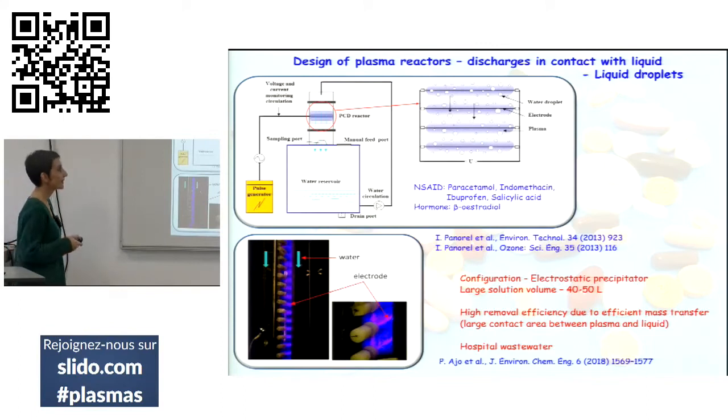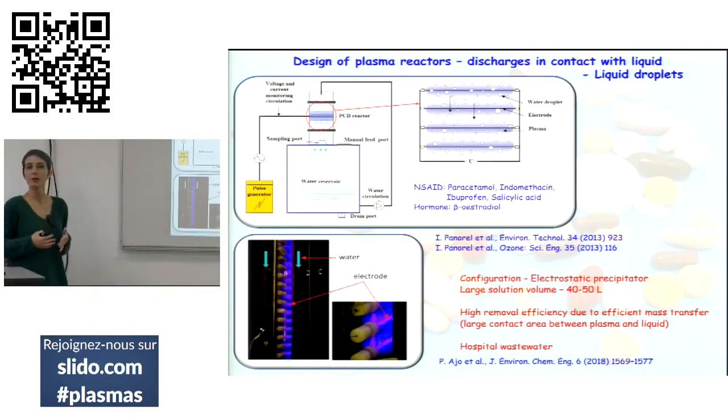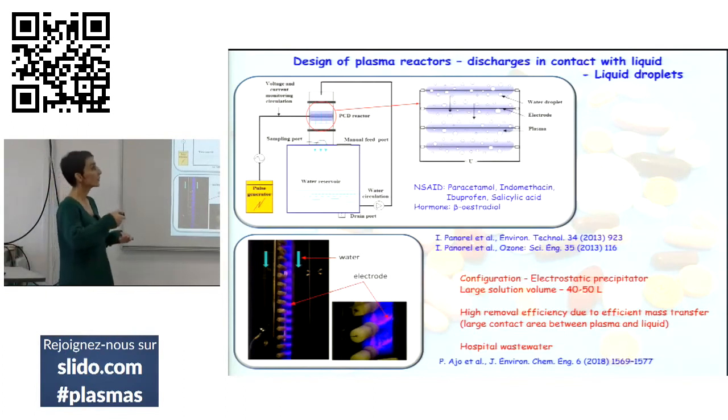Another nice configuration is this one, the corona with liquid droplets. It's a pulsed corona discharge, which is generated at the wires. It's similar with an electrostatic precipitator, in fact. So the plasma is, as you see here, generated close to the wires, and the liquid falls as droplets or small jets through the plasma zone.